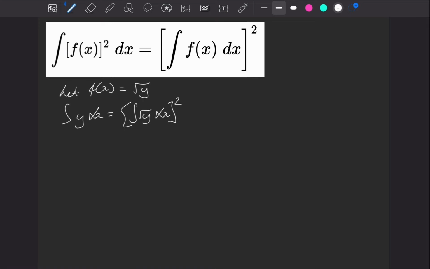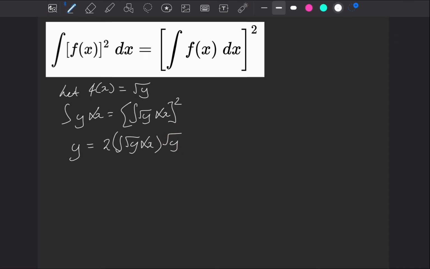So next step, what we'll do, we'll differentiate. So the left-hand side will just be y, nice and simple. And the right-hand side, we'll use the chain rule. So we're going to have two lots of the integral of the square root of y. And then by differentiating inside of our square bracket there, what we'll get is root of y.